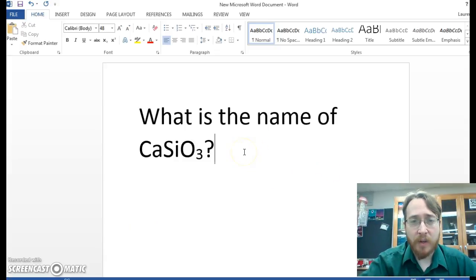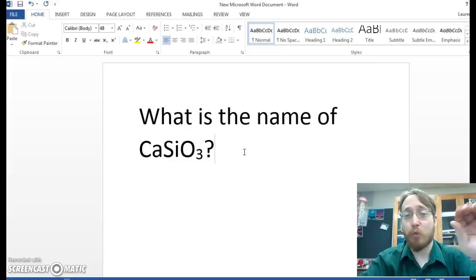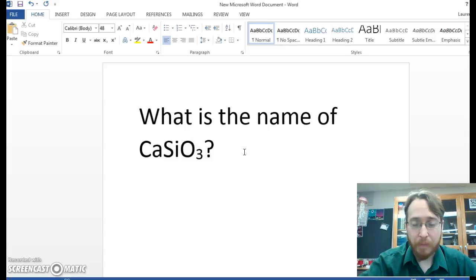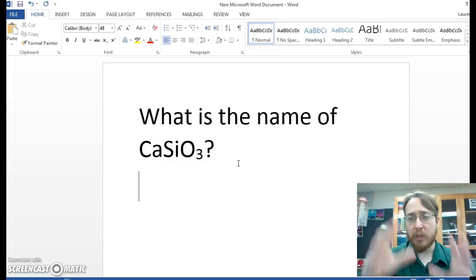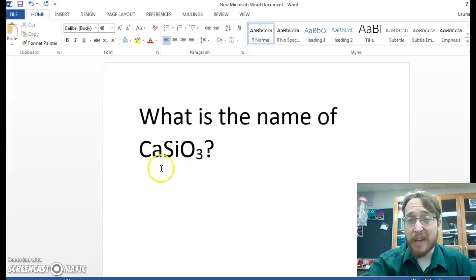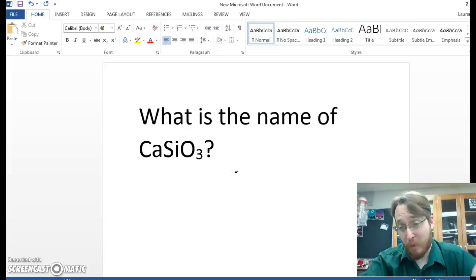Our first problem, what is the name of CaSiO3, C-A-S-I-O-3? Well, one way that you can tell that this is a polyatomic ion is that there are 3 capital letters. Every time you see a new capital letter, that means a new element is involved. So this has 3. It has this element, Ca, it has this element, Si, and this element, O. And we have to figure out which is the pairing. It could be CaSi or it could be SiO. Well, we have to look.